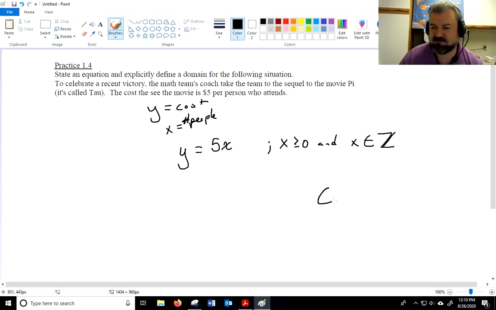This little symbol, I don't know if I described that earlier, is an element of. It's just shorthand. It's like a sideways e. But you don't have to remember all those math symbols right now. I just want to expose you to them.